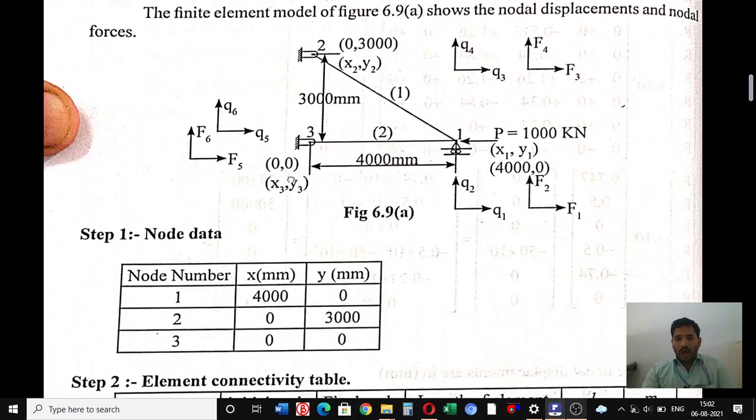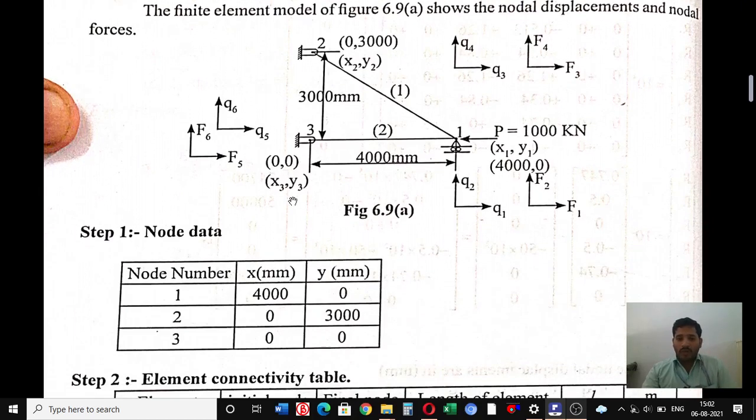Clear? So if you observe this figure here, how many nodes do we have? 3 nodes: first node, second node, third node. The distance of the first node from the origin point, how much is that here? x1 is 4000, y1 is 0.